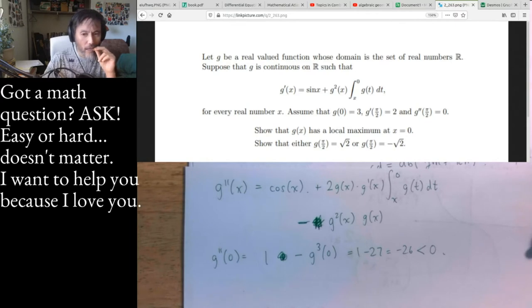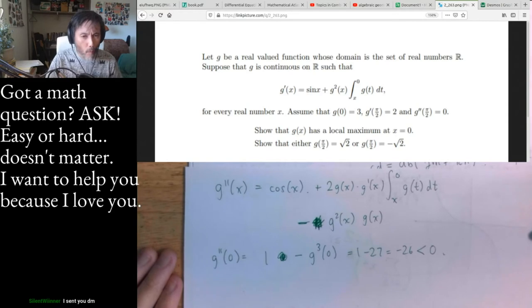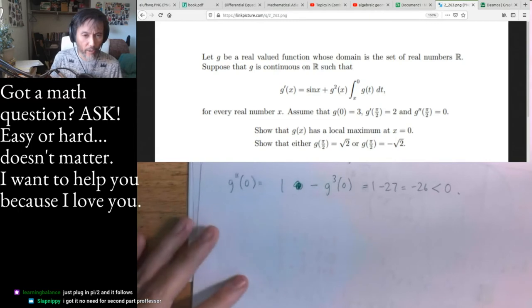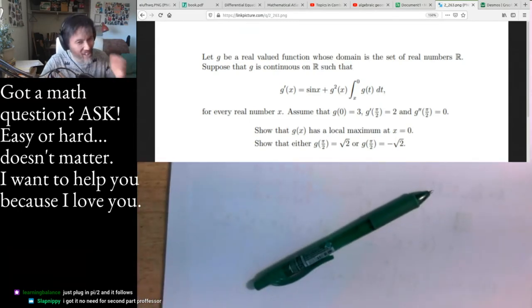Oh, wait. I'm sorry. There's a second part to the question. G of pi over 2. We want to show that it's either plus or minus the square root of 2. Oh, no need for the second part. Okay, great. Because I don't see it. But okay, awesome. Good to hear.